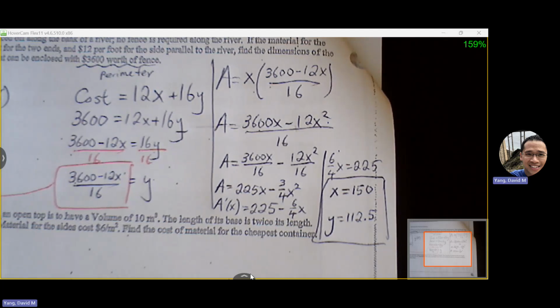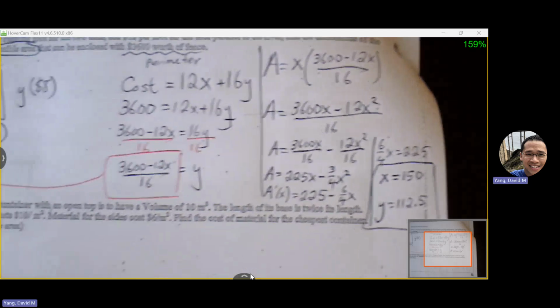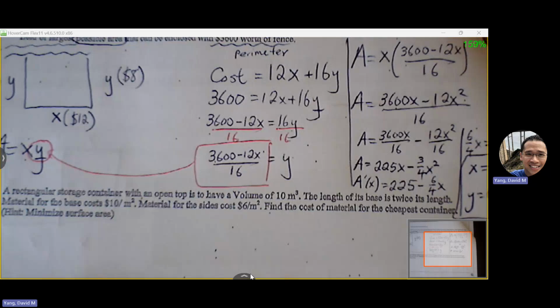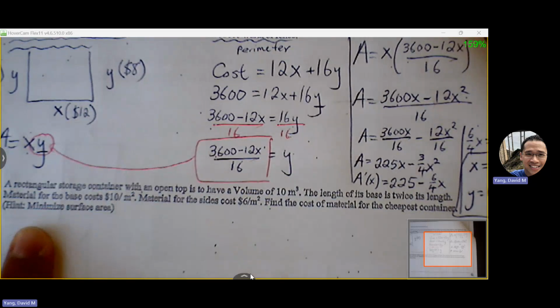All right, number 2. So number 2, it's like the first problem where we're dealing with surface area and volume, but we're going to be factoring in the cost into one of the equations.